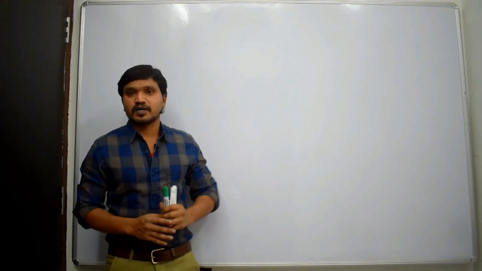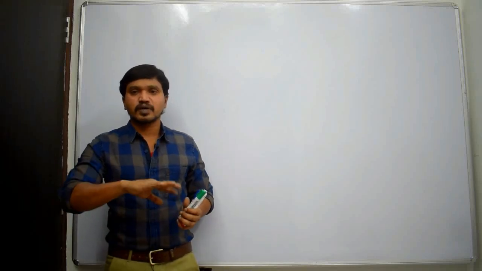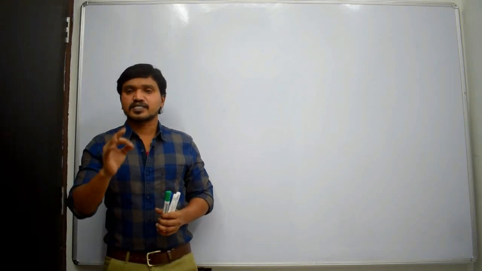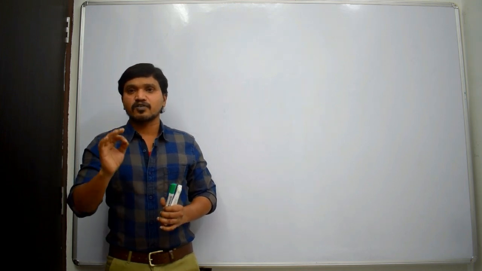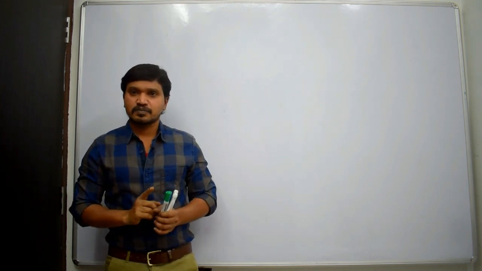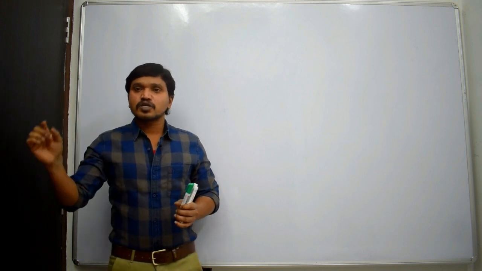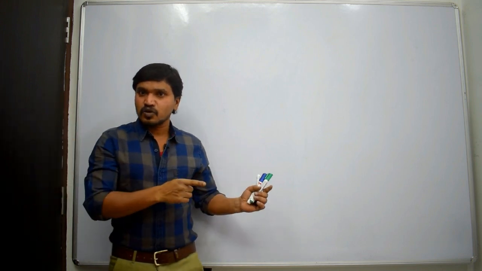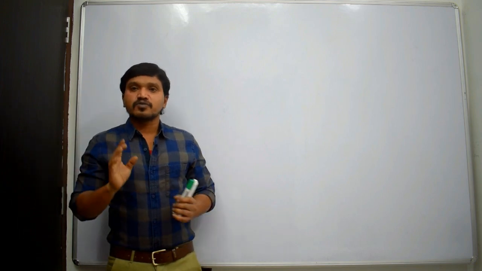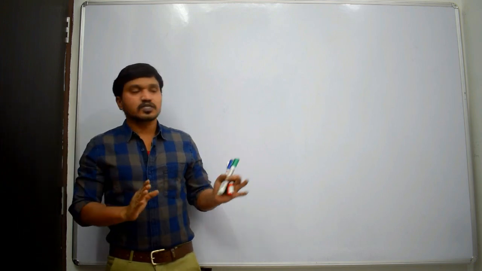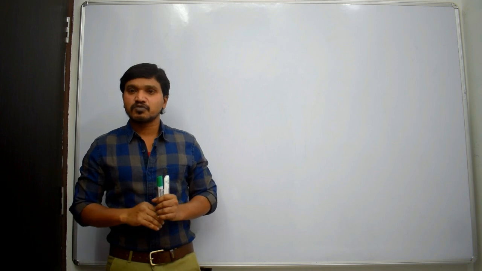Today's session is on the urethra. Here we have to discuss both male and female urethra. The urethra extends from the internal urethral orifice to the external urethral orifice. It conveys or carries the urine from the urinary bladder to the exterior, so it is the outlet of the urinary bladder. First we will discuss the male urethra, then we will discuss the female urethra.